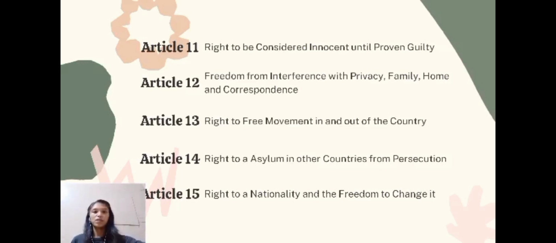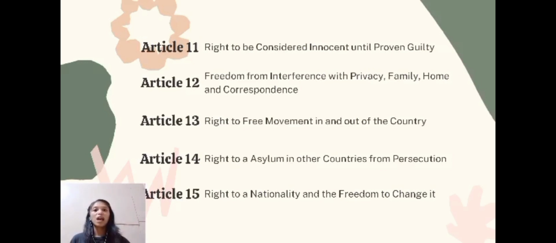Article 12. Freedom from interference with privacy, family, home, and correspondence. So, this right protects private information, including access to personal information and keeping that information confidential. Article 13. Right to free movement in and out of the country. This means that the right to travel is a human rights concept encompassing the right of individuals to travel from place to place within the territory of a country or to leave the country and return to their country of origin.